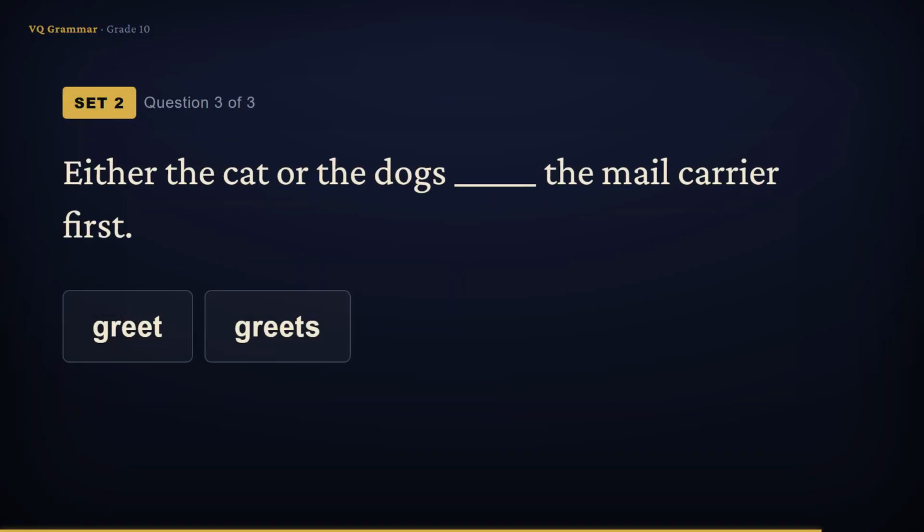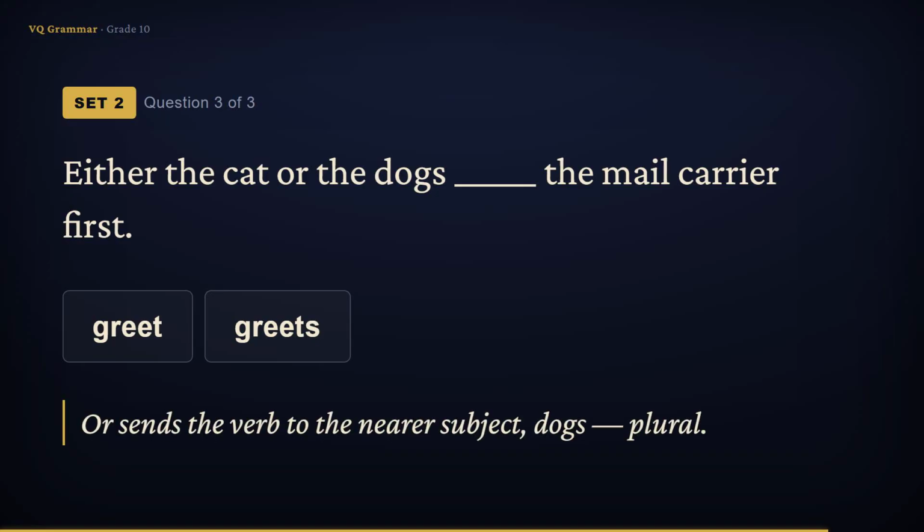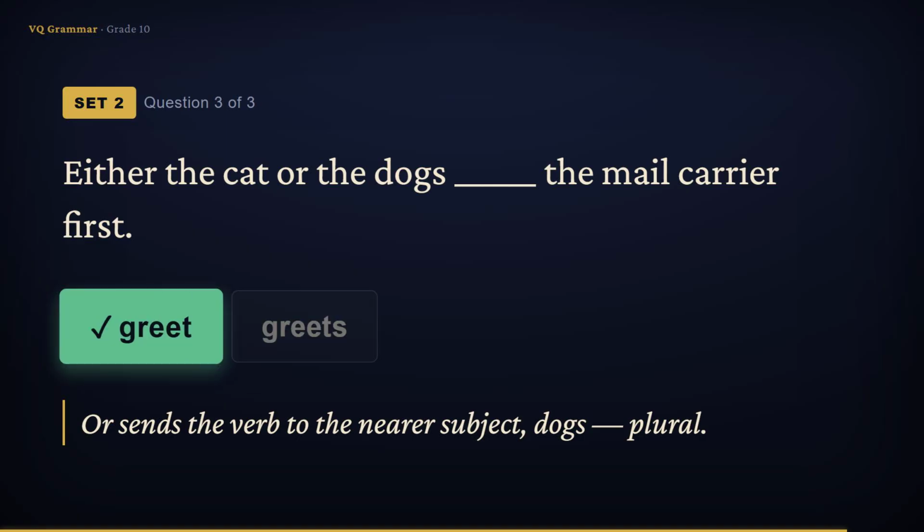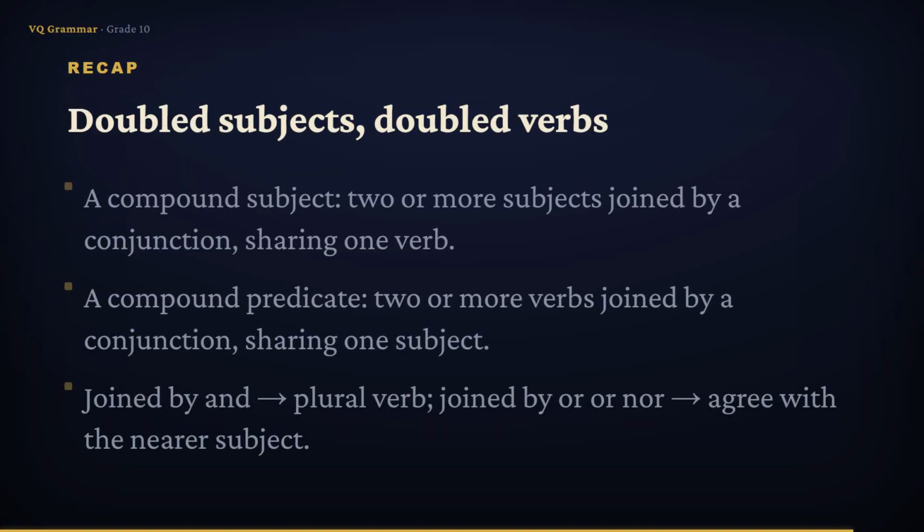Either the cat or the dogs blank the mail carrier first. The joiner is either or, so once again we go to the nearer subject. This time the nearer subject is the dogs, which is plural, so the verb must be plural too. The answer is greet.